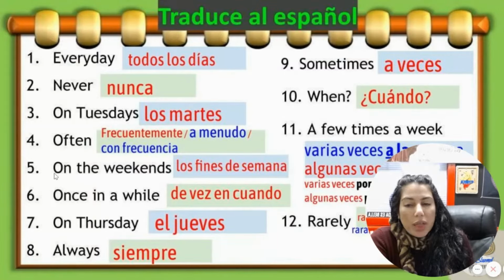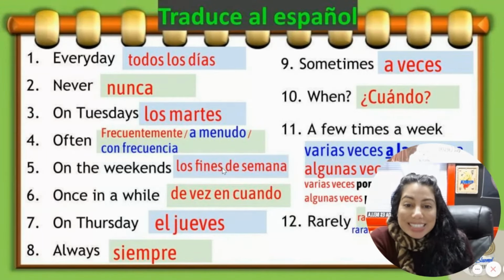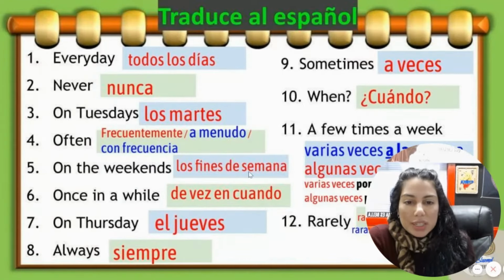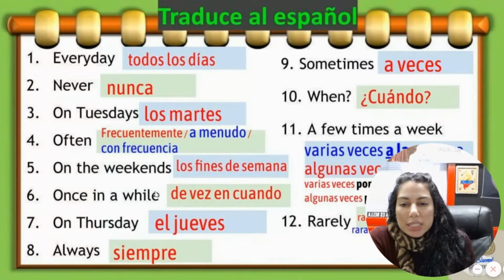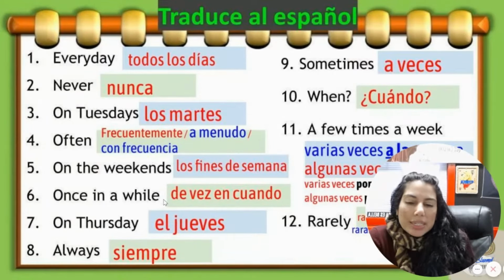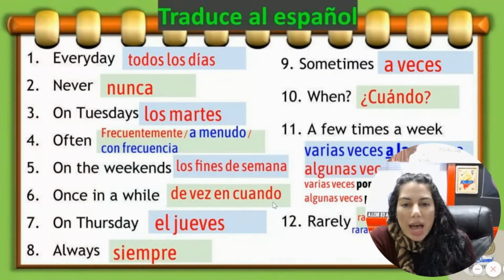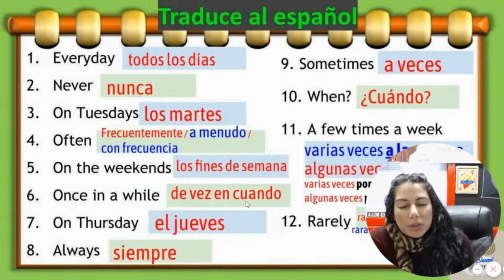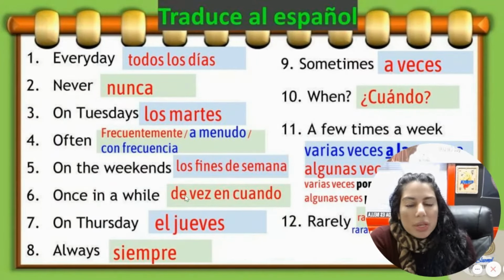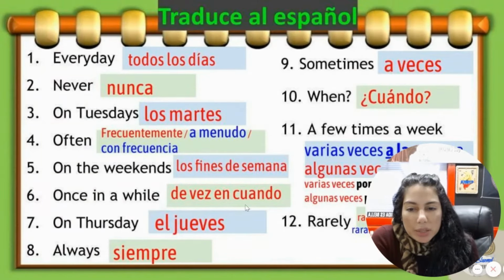On the weekends, so that on in Spanish we say los. So los fines de semana. So weekends in Spanish is all those words. Fines de semana is weekends. Fines is end, de is of, semana is week. So we say the end of the week. So los fines de semana is weekends. Once in a while is de vez en cuando. So voy a la escuela de vez en cuando. I go to school once in a while.